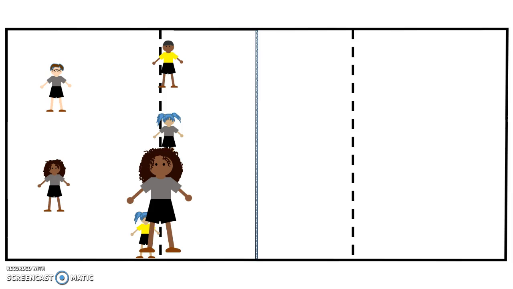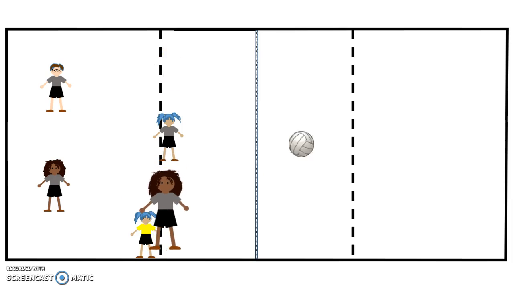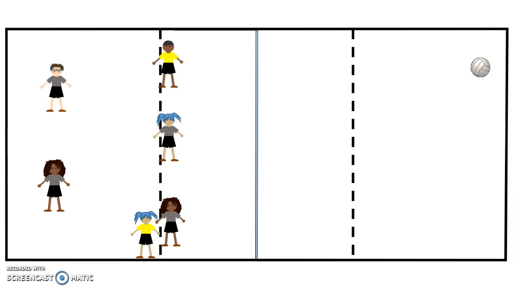The reason is that since the setter is going to set, they don't want to take the first ball. So when the ball is served near the setter, the player next to them should get the ball all the time. If this doesn't happen, I'll talk about what we do later in the video. So for now, let's see what it looks like.